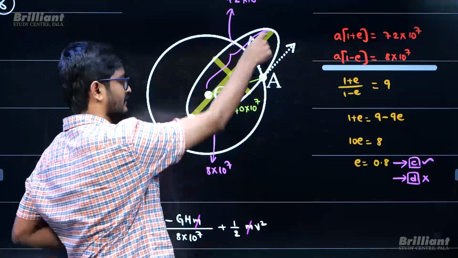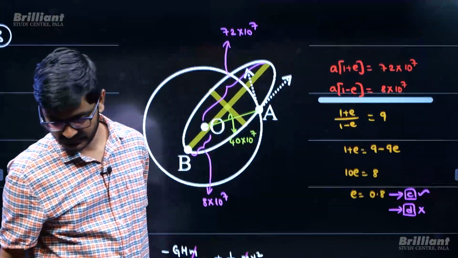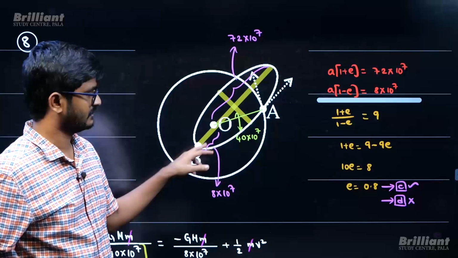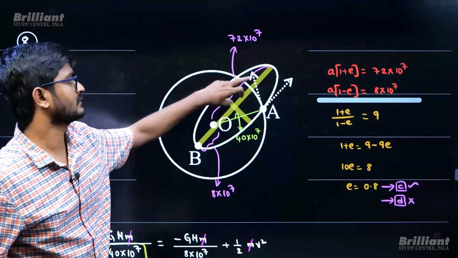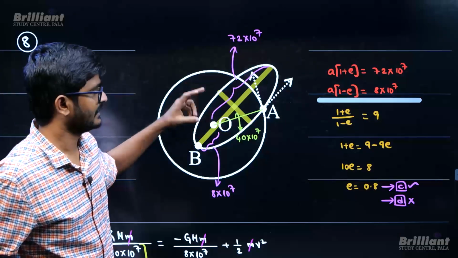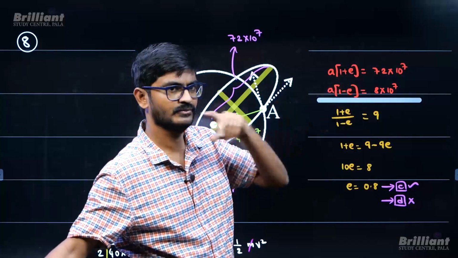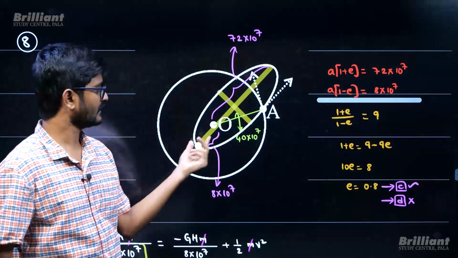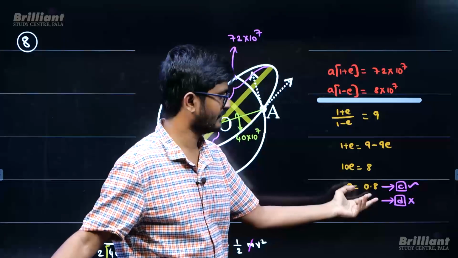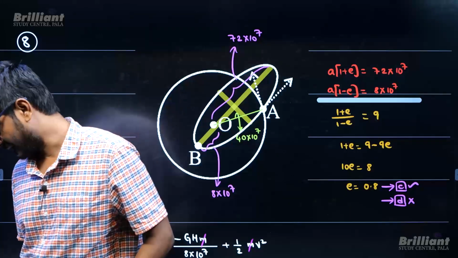Total is 80 into 10 power 7, this is 8 into 10 power 7, so the remaining will be 72 into 10 power 7. Out of 80 this will be 8 into 10 power 7, so this will be 72 into 10 power 7. So this I can write as a into 1 minus e, and this will be a into 1 plus e, you people must be knowing it. From there when I take the ratio, I will get the value of e. That's more or less like math.